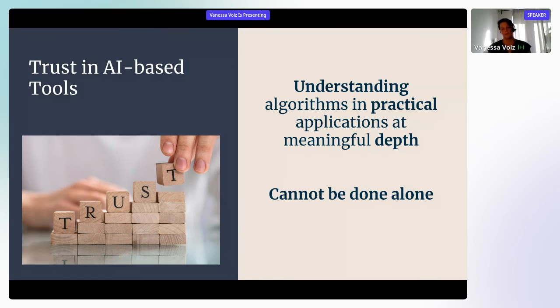But the most important bit, it cannot be done alone. It has to be done with the client, with the user, with interdisciplinary approaches. And I'm looking forward to working more on that. And that's it.